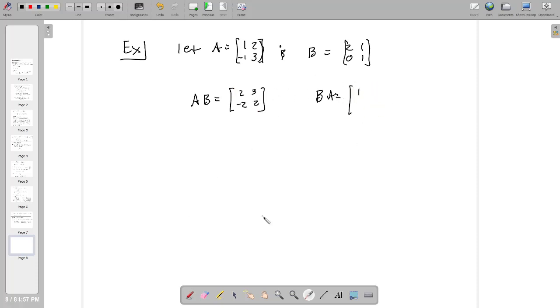Let's finish just for the practice. First row, second column. First row of B times the second column of A. 2 times 2 plus 1 times 3 gives me 4 plus 3 is 7. Now we're at the second row, first column. So we take the second row of B, multiply it by the first column. 0 times 1 plus 1 times negative 1 is just negative 1. And then the second row, second column. So we take the second row of B, multiply it by the second column of A. 0 times 2 plus 1 times 3 gives me 3.